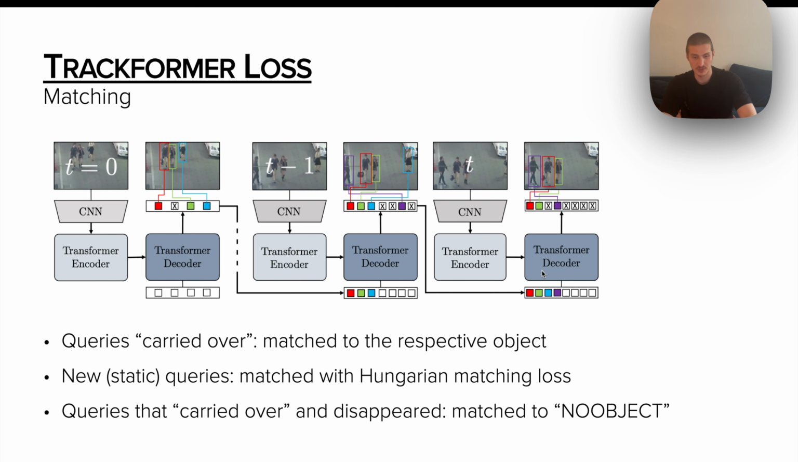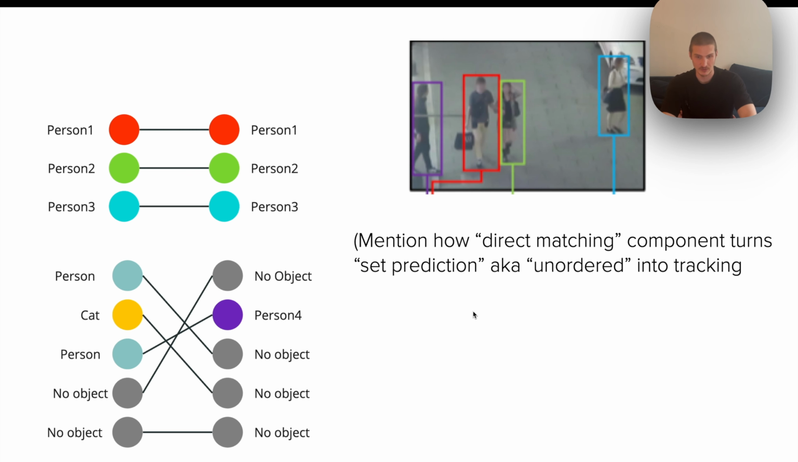Then, similar to the objects that were there on the previous frame but then disappeared, like this blue one here, it is no longer an object in the new frame, so we take the query corresponding to that object and connect it to the no-object class. This is how it will look. The model predicts something like that. The first 3 predictions here, initialized by the queries that got carried over from the previous frame, are not participating in the matching loss and are instead directly connected to the ground truth objects.